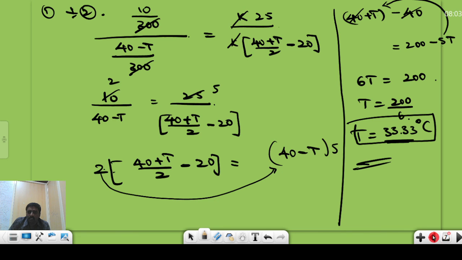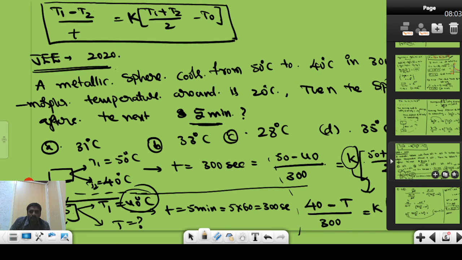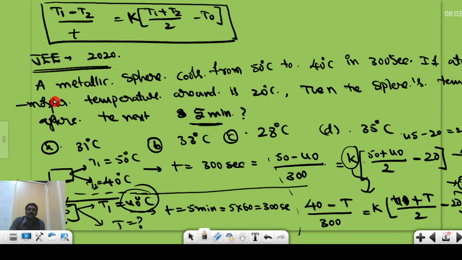Now let me check what is the problem they are giving. So let me check the problem what they provided. This is the problem. So what they have given: a metallic sphere cools from 50 degrees centigrade to 40 degrees centigrade. What is the correct answer? So the correct answer is the near value, 33.33 degrees Celsius. So the near value is 33 degrees Celsius, because with the help of the rounding rule we can easily eliminate the numbers which are less than 5. This is the correct approach to solve the problems.